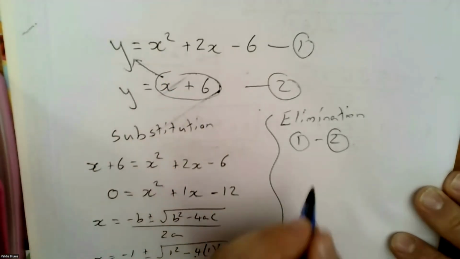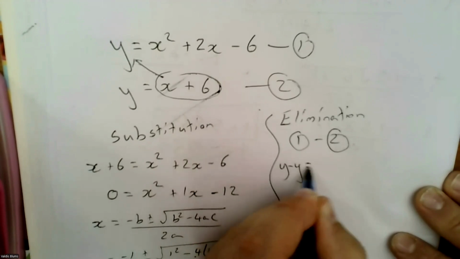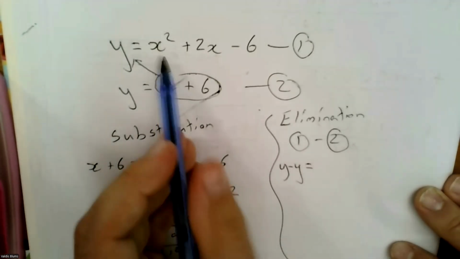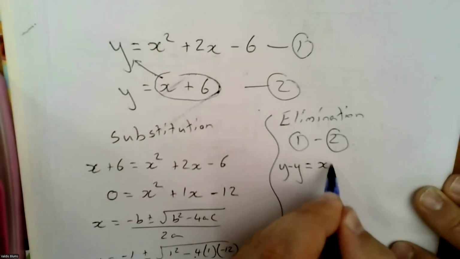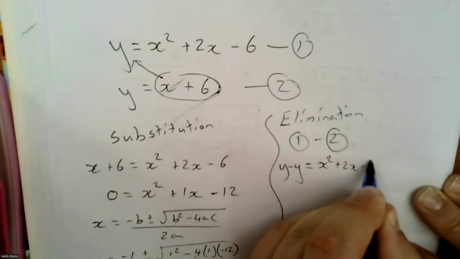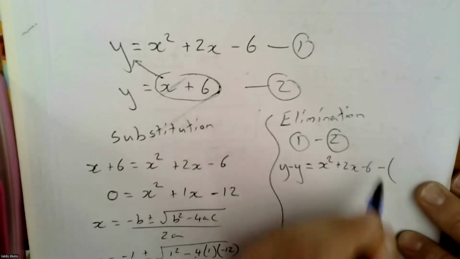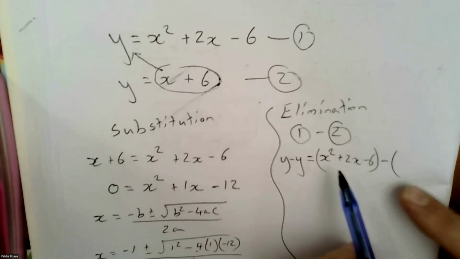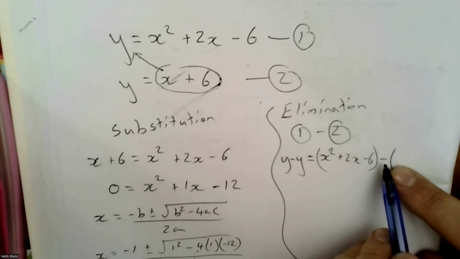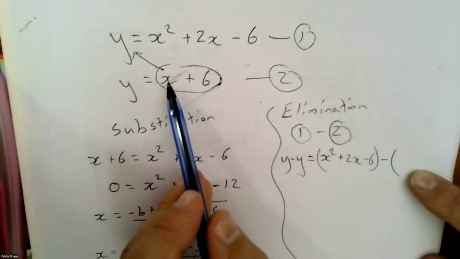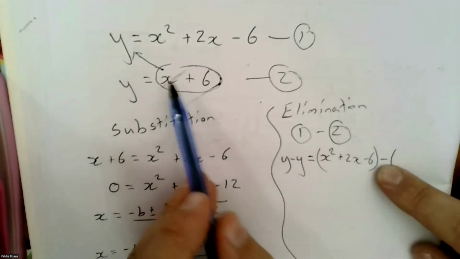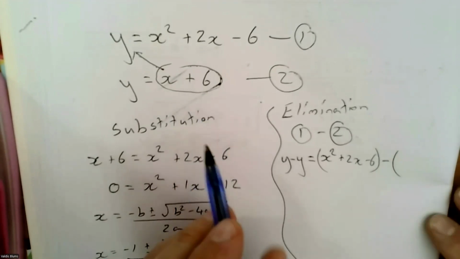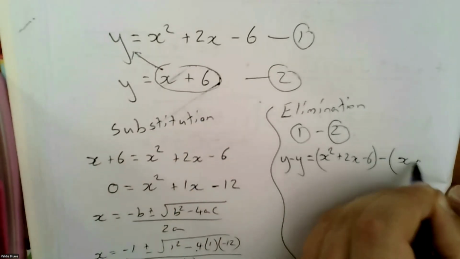So y minus y on that left-hand side and x squared plus 2x minus 6 minus, so you may as well put these in brackets because you don't want to only associate that minus with the first thing. You want to associate that minus with every component from that second equation. It's minus x plus 6.